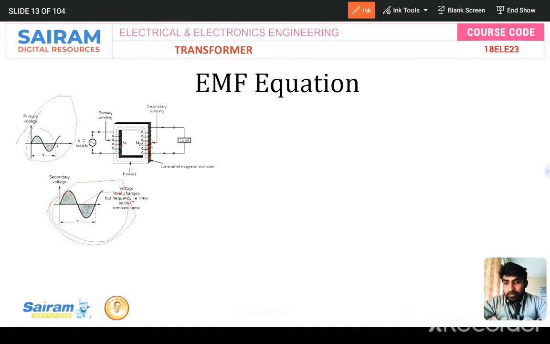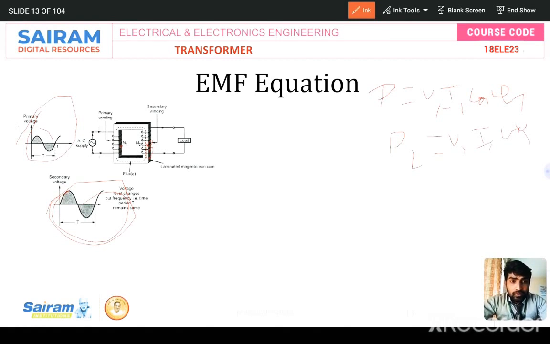So supply is given to the primary side, and it induces EMF in the secondary side due to mutual flux linkage from primary to secondary. So phi 1 is linked with phi 2 due to mutual flux phi m. So it induces EMF, right? I'll just write the equation of input power. Input power I can say V1 I1 cos phi 1, and output is V2 I2 cos phi 2, right?